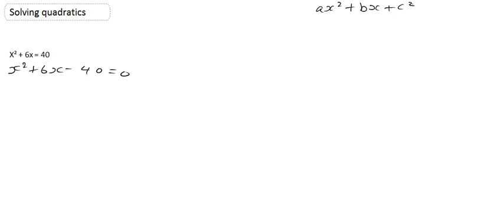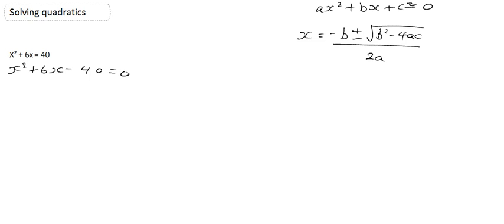So let's start off with my quadratic formula. My quadratic formula is that x equals minus b plus or minus, and we should be used to that symbol by now, the square root of b squared minus 4ac, all divided by 2a.